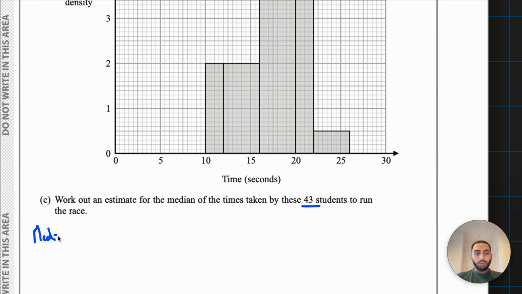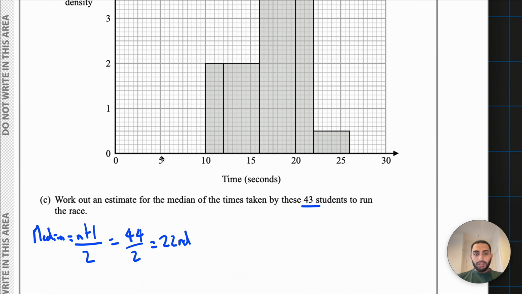So the median is equal to n plus 1, divided by 2. So we're finding the middle position. 43 add 1 is 44, divided by 2 is equal to 22. So we're trying to find the 22nd position. Let's figure out our frequencies for each of these bars, and then we can figure out where the 22nd person is.